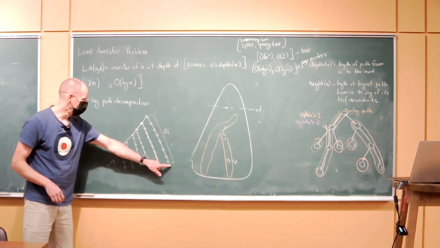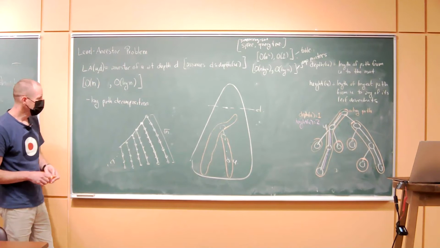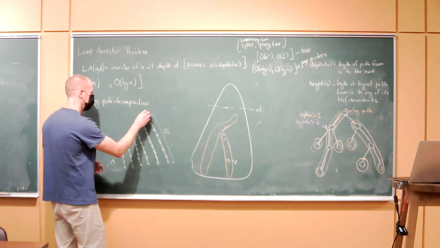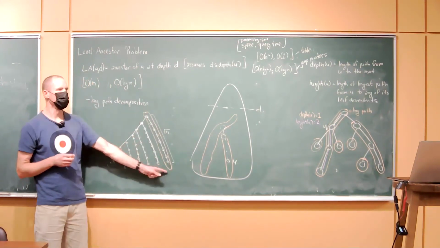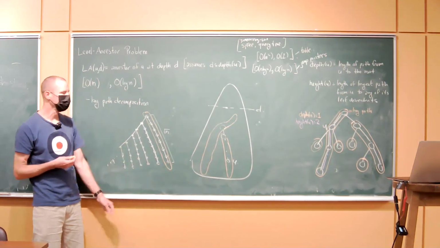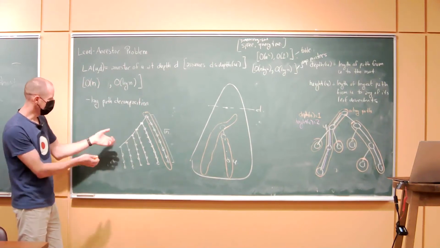Now, all the leaves have the same depth. They're all at distance root n from the root. So if I do a long path decomposition, there is one of the longest, I mean, that's the longest path in the tree. So that might be the first thing I put in my decomposition. And then I'm supposed to recurse on all of the subtrees that I get when I take that away.